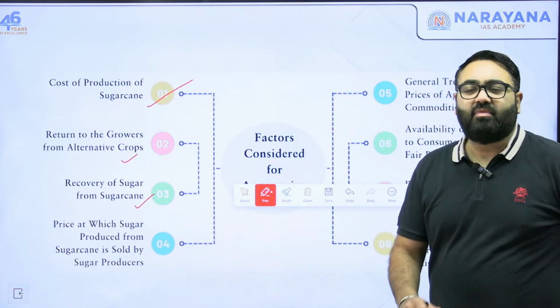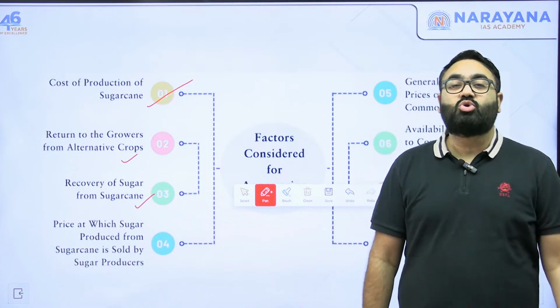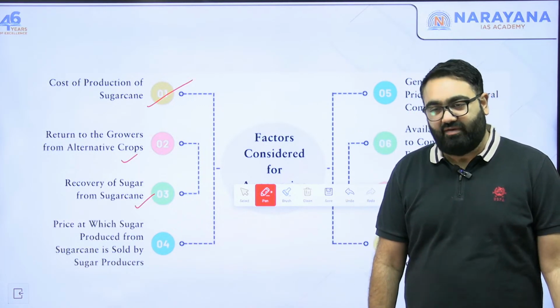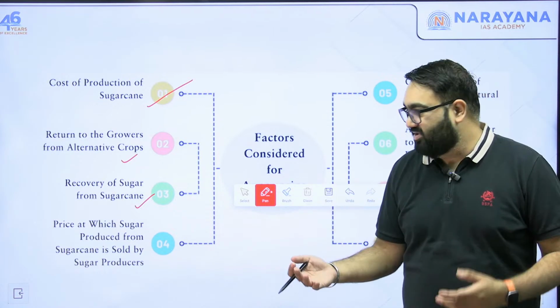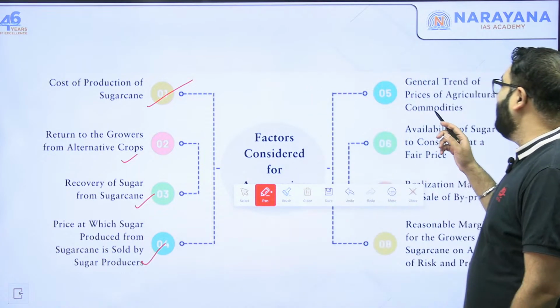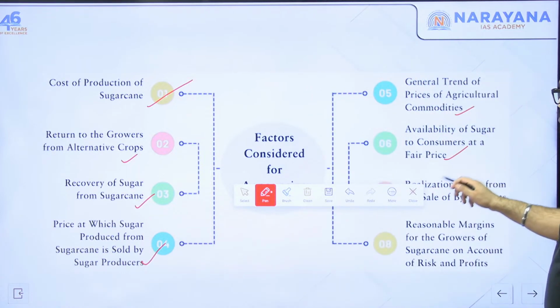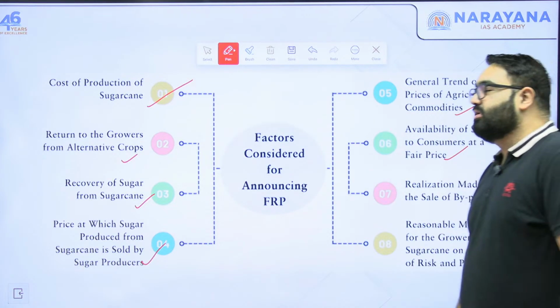As I told you, fair and remunerative price is flexible in that sense. If more sugar can be extracted from that sugarcane, it will be highly priced. If lesser sugar can be extracted, the price will get lower. Price at which sugar is produced, and then there are other factors like general trends, availability of sugar to consumers, all of these things are taken into consideration.